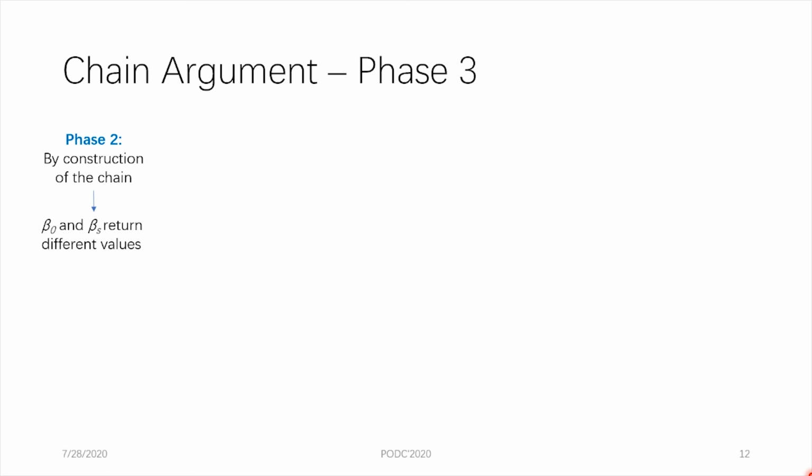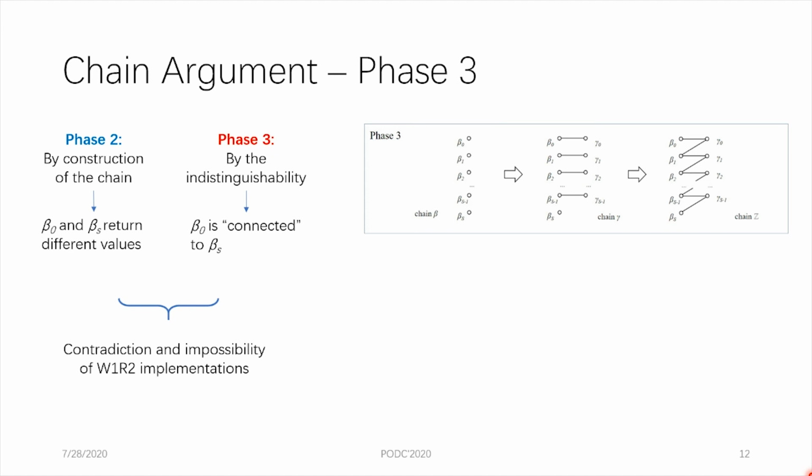According to phase 2, read operations have different return values in the head and tail executions of chain beta. So, the main objective of phase 3 is to show that read operations must return the same value in the head and tail executions of chain beta. This will lead to contradiction and give us the impossibility proof. So, when we prove that read operations in two executions have the same return value, we say that we connect these two executions. As shown in phase 3, we finally connect beta 0 and beta S.